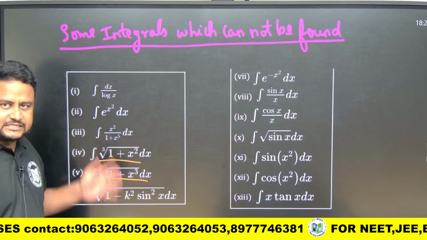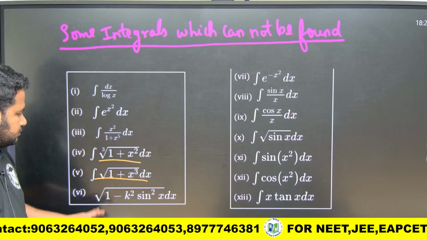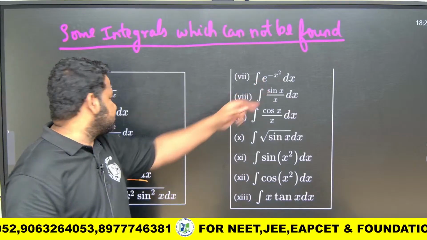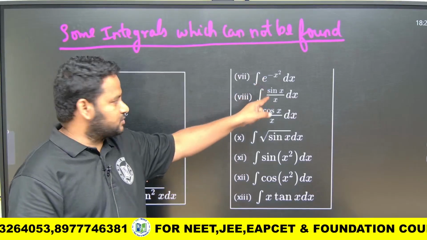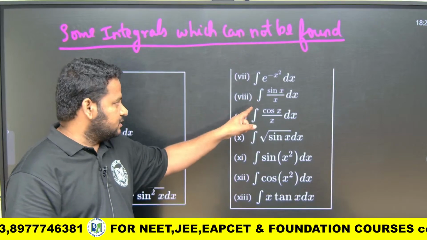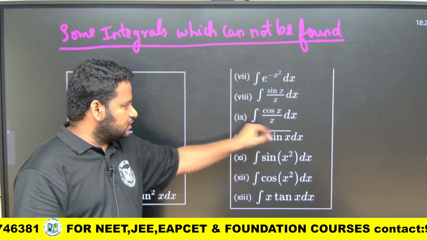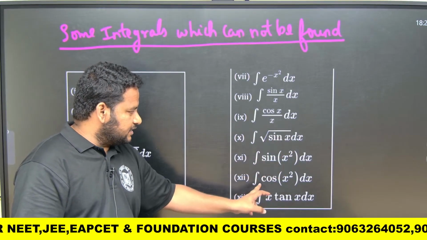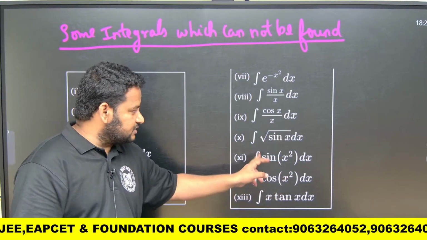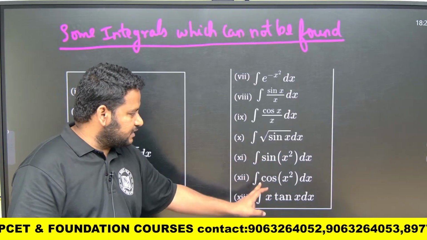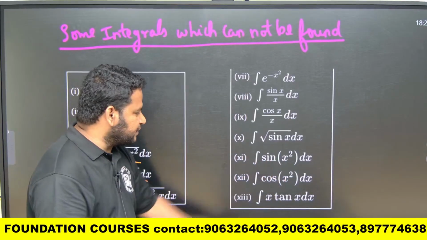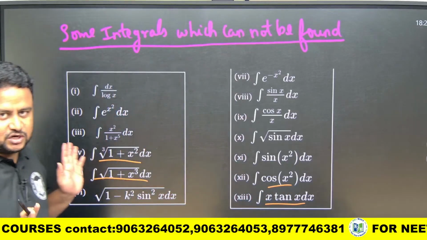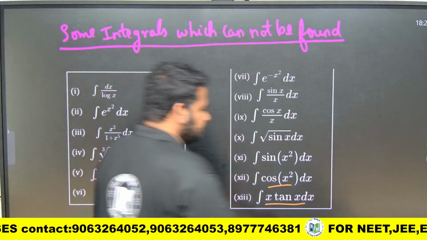You can take a screenshot of this. Square root of 1 plus x cube, square root of 1 minus k square sin square x dx, and integral of e power minus x square. Also standalone functions: integral of sin x by x, integral of cos x by x, integral of square root of sin x, integral of sin of x square dx, integral of cos of x square dx. It is not sin square x, it is sin of x square. It is not cos square x, it is cos of x square. Integral of x tan x dx. Please keep this in mind or take a screenshot of this. Clear, friends? Let us move to the next one.